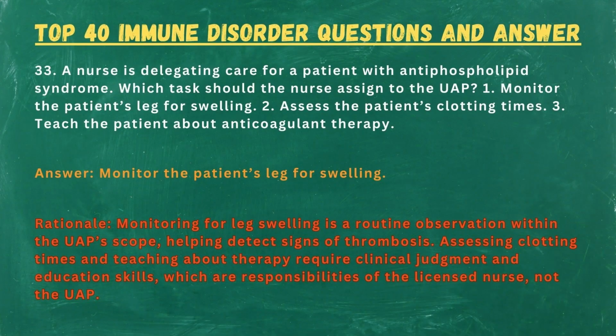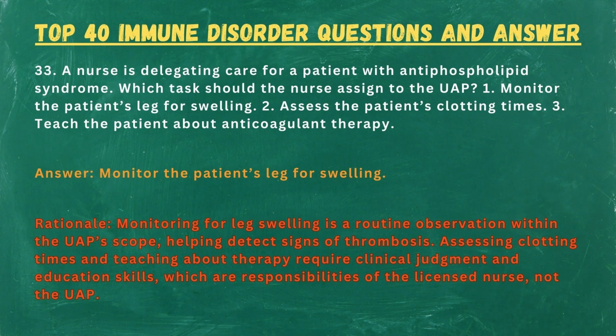33. A nurse is delegating care for a patient with antiphospholipid syndrome. Which task should the nurse assign to the UAP? 1. Monitor the patient's leg for swelling. 2. Assess the patient's clotting times. 3. Teach the patient about anticoagulant therapy. Answer: monitor the patient's leg for swelling.